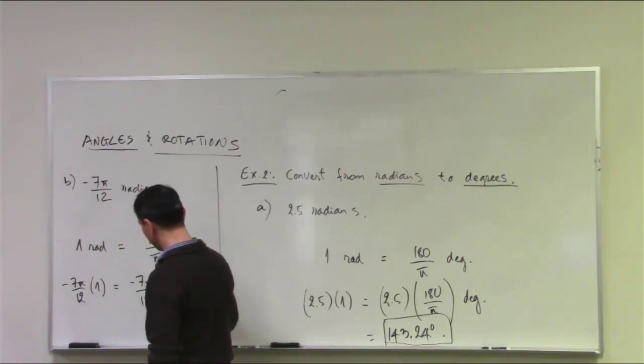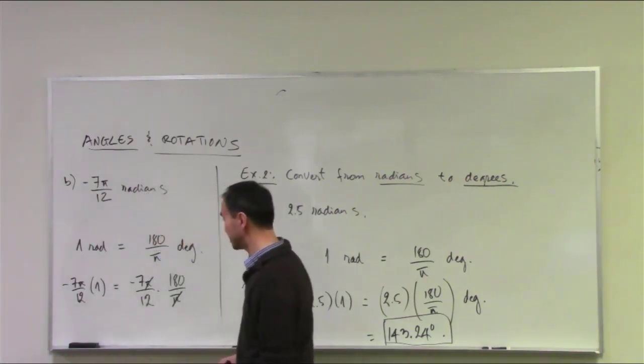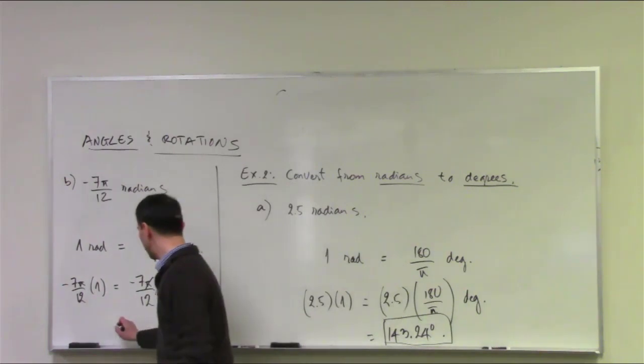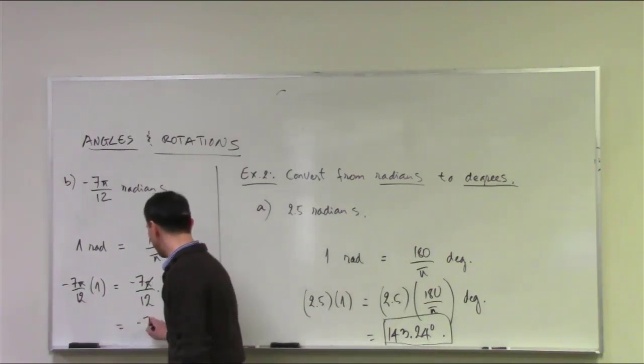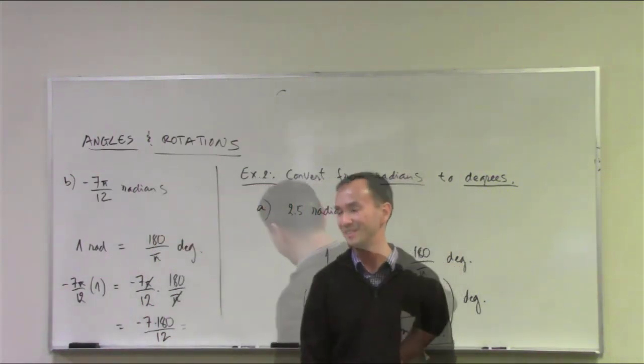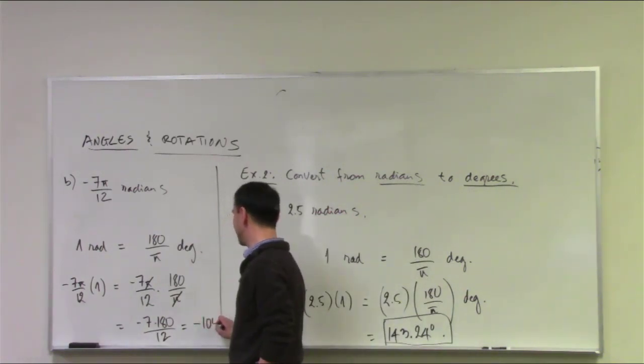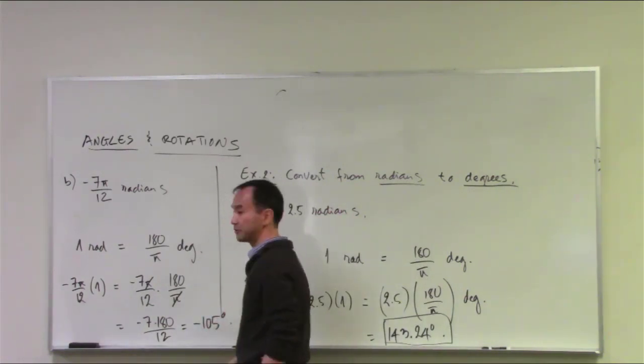And this is some good thing. The pi got cancelled away algebraically before we even have to use any of the decimals. And then now we have just what? Negative 7 times 180, reduced by 12 there. You guys got that still? Negative 105. Negative 105? Yeah. Okay.